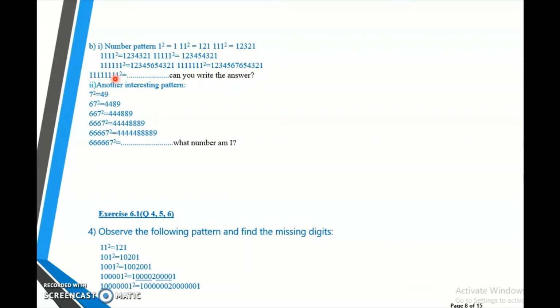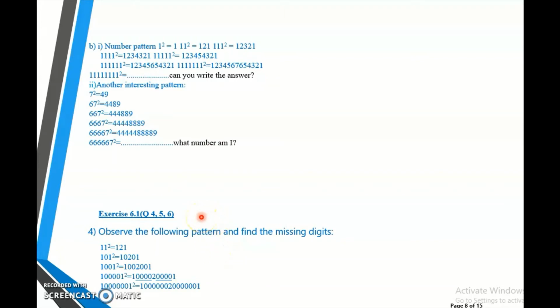Another interesting pattern. 7 square is equal to 49. 67 square is equal to 4489. As you develop this pattern, you see that as the number of 6's increase, the number of 4's, 8 and 9 increase in a particular order. Try and find the missing number. Very interesting, isn't it?